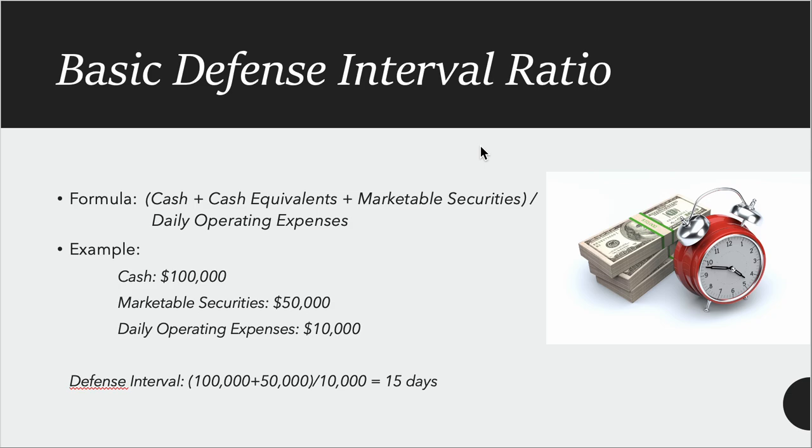It's calculated as cash plus cash equivalents plus marketable securities upon daily operating expenses. For example, if a company has 1 lakh in cash and cash equivalents, 50,000 in marketable securities and has a daily operating expenses of $10,000, its basic defense interval ratio would be 15 days.